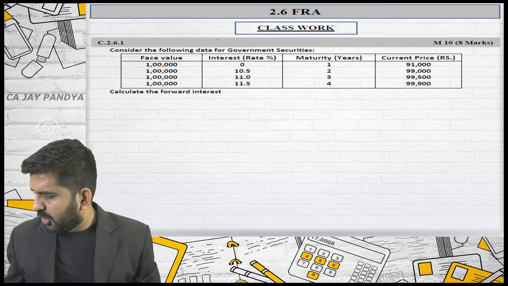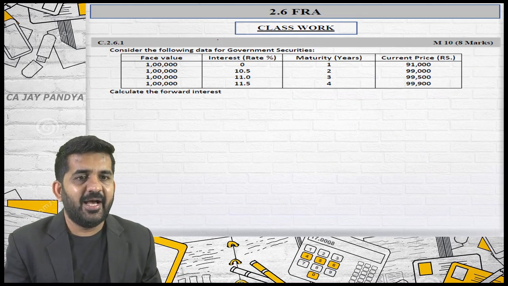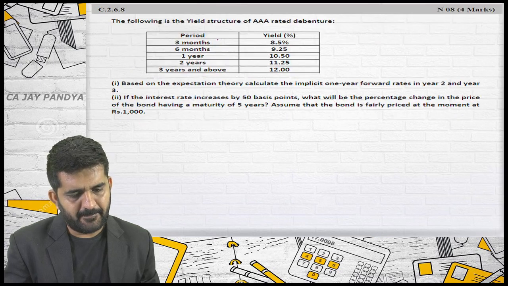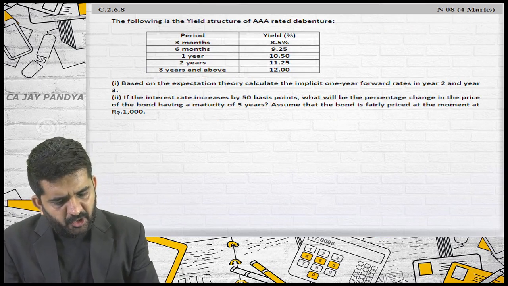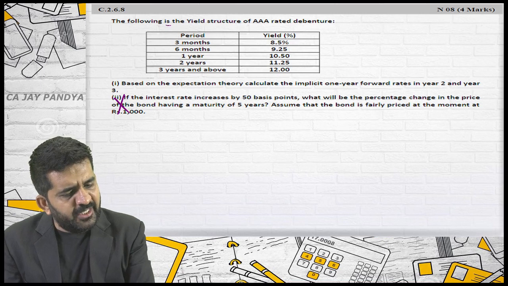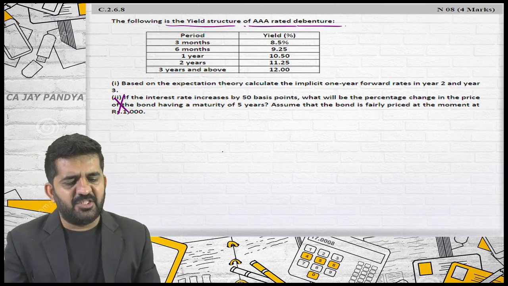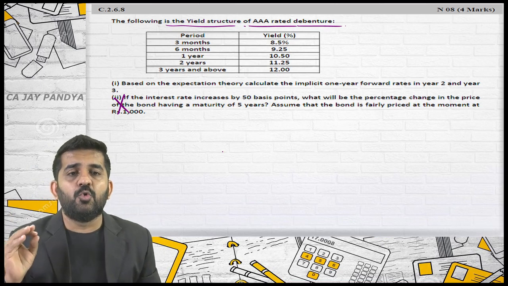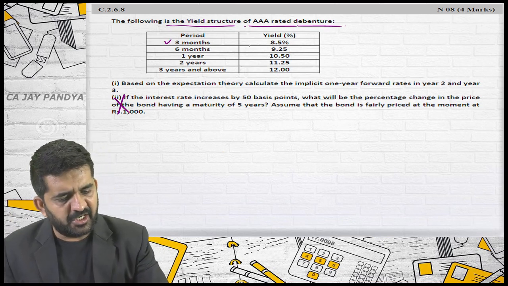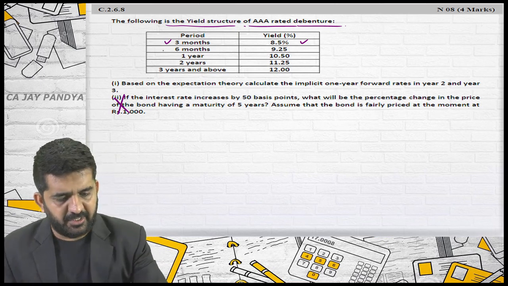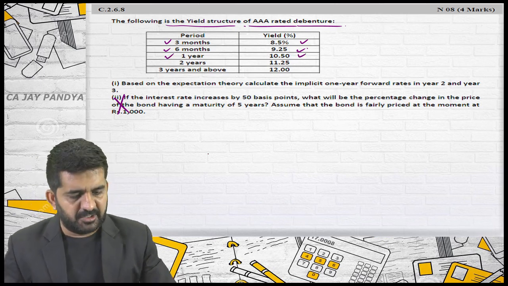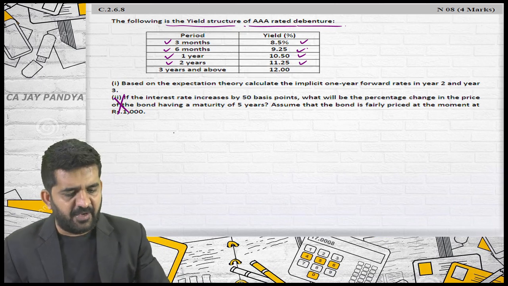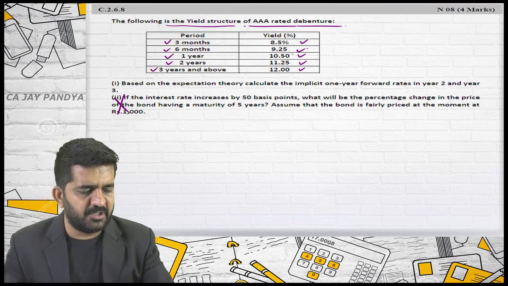Let me go to one question. The question is the last one, 2.6.8. I am just finding out forward rates. The following yield structure of AAA rated debenture is this. So if you want to invest in some debentures, for 3 months, it will give you 8.5%. For 6 months, it will give you 9.25%. For 1 year, it will give you 10.50%. For 2 years, it will give you 11.25%, and for 3 years and above, it will give you 12%.